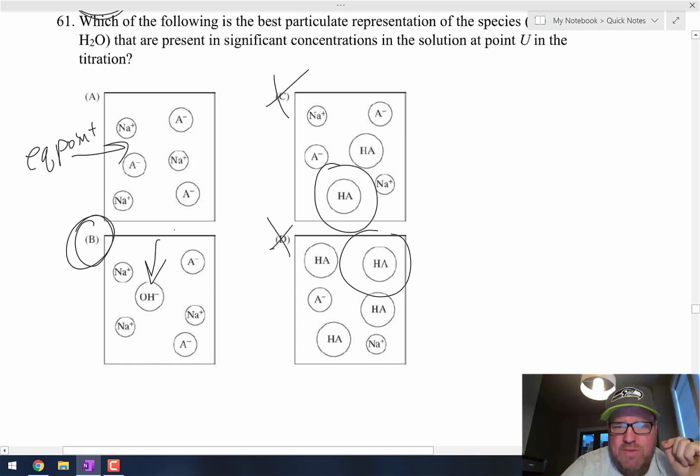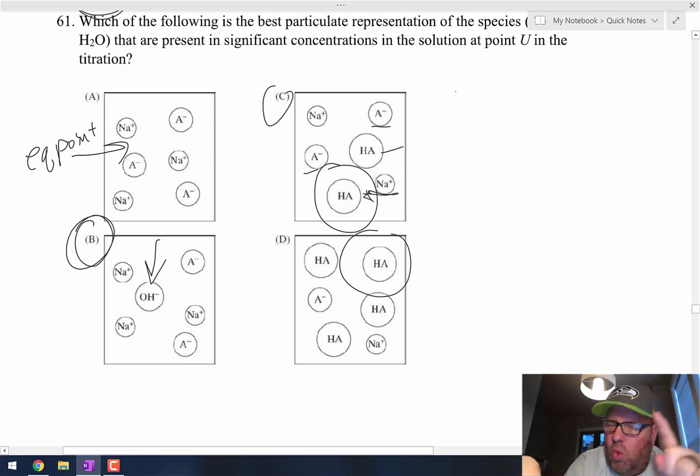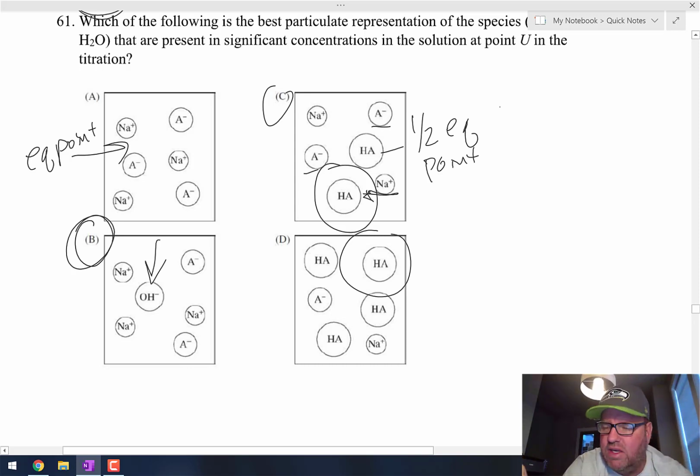Absolutely yes. Okay? Now, going back real quickly, let's go back to these other answers. Answer C, notice that you have 2 A minuses and 2 HAs. I think you should know what point you're at in that titration there. The half equivalence point, because the concentration of the acid equals the concentration of the conjugate base.